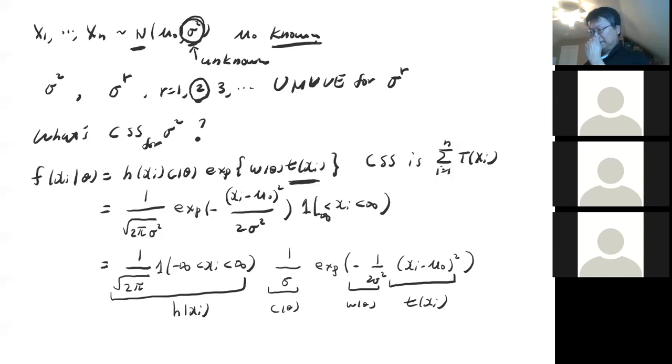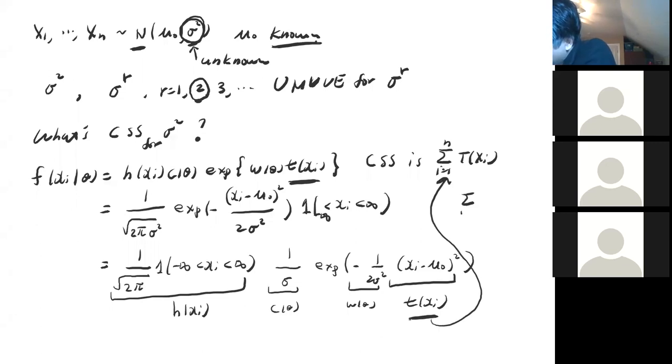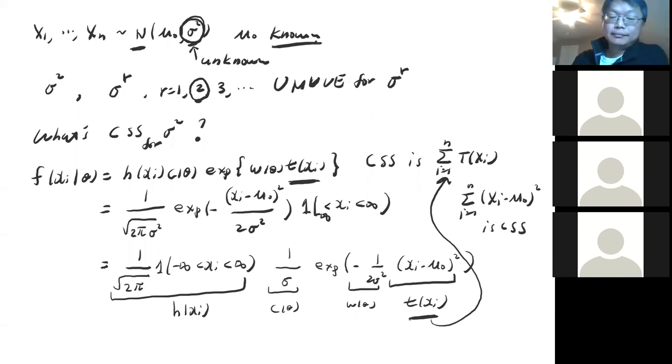So that means I can use this T(xi) as my T(x), and so right here I can claim that the summation i from 1 to n of xi minus mu0, then taking square, is a complete sufficient statistic. Making sense?